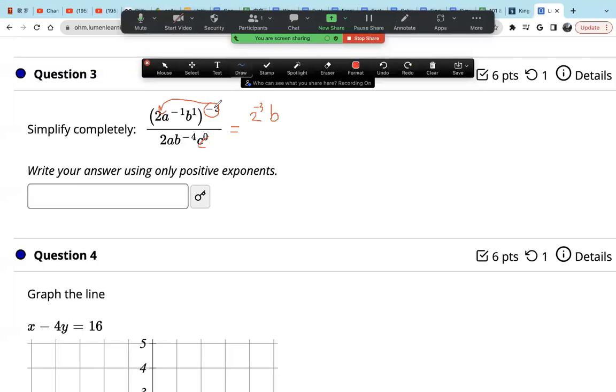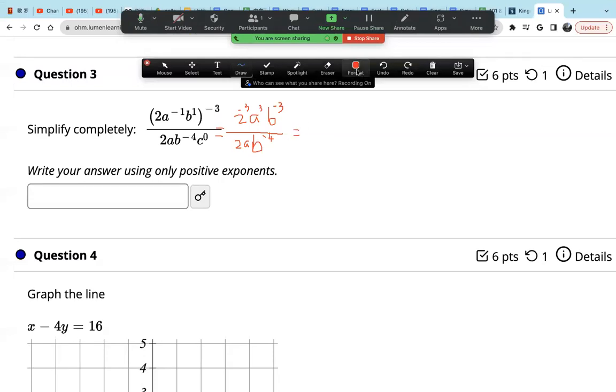With 2 layers of exponents, we multiply. Negative 1 times negative 3 becomes positive 3. Oh, I'm sorry, this is the 8. So I have 2 raised to the negative 3, a raised to the positive 3. Now b raised to the negative 3, because 1 times negative 3 is still negative 3. Then the denominator will have 2 times a times b raised to the negative 4. C raised to 0 is just 1, and 1 times anything is anything. So this one equals this.